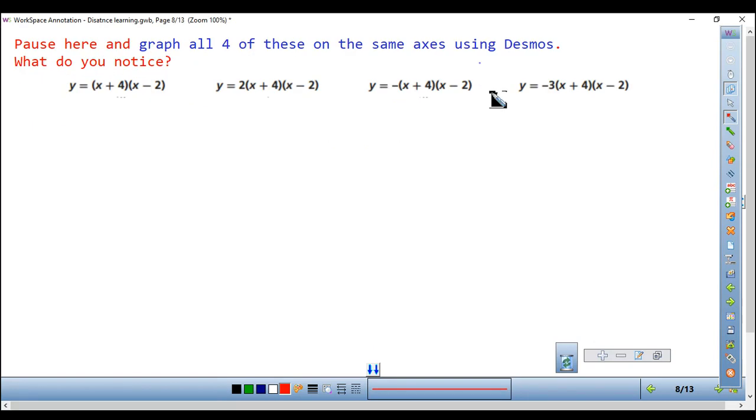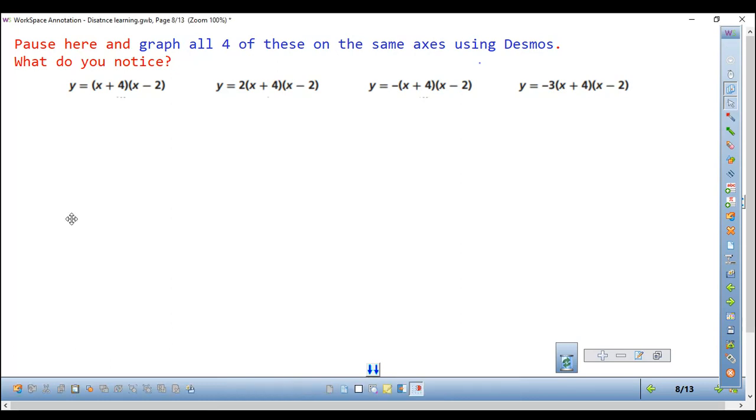I want you just to take a look, though, at all 4 of these. So you'll notice a couple of things. It says pause here and graph all 4 of these on the same axes using Desmos. So at this point, you should be ready to use Desmos. And it says, what do you notice? So pause right here.